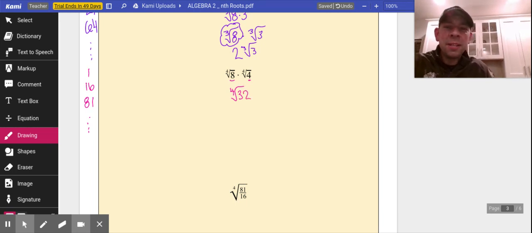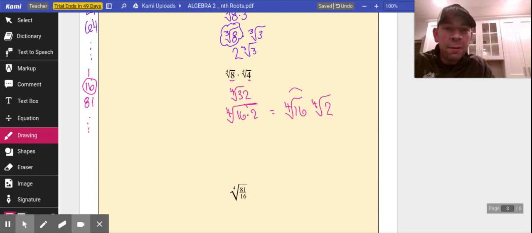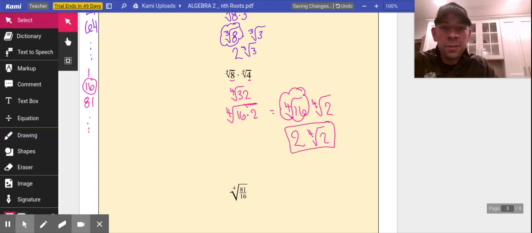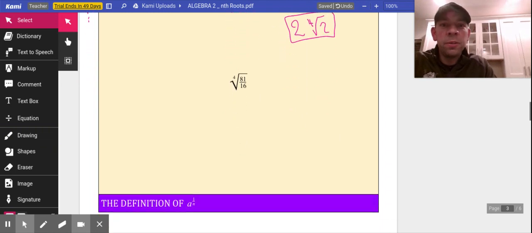Now I said to myself, 32 again is not on that list, but it is divisible by 16. So I could go the fourth root of 16 times 2, which is rewritten as the fourth root of 16 times the fourth root of 2, just making them more manageable. And the fourth root of 16 makes a cute little 2, and then you're just left with the fourth root of 2 right there. Boy, isn't this great stuff?